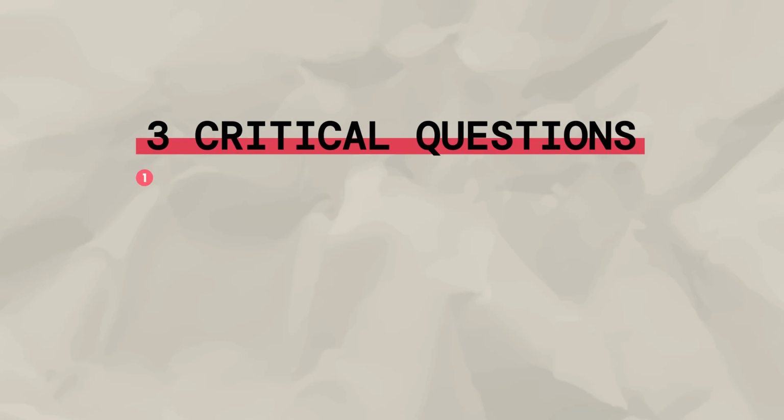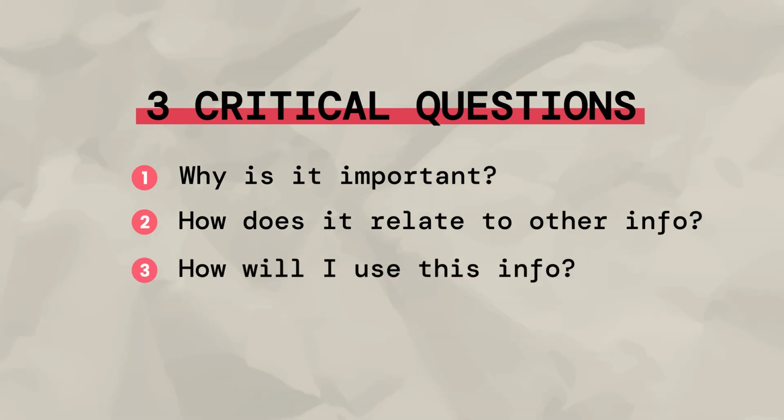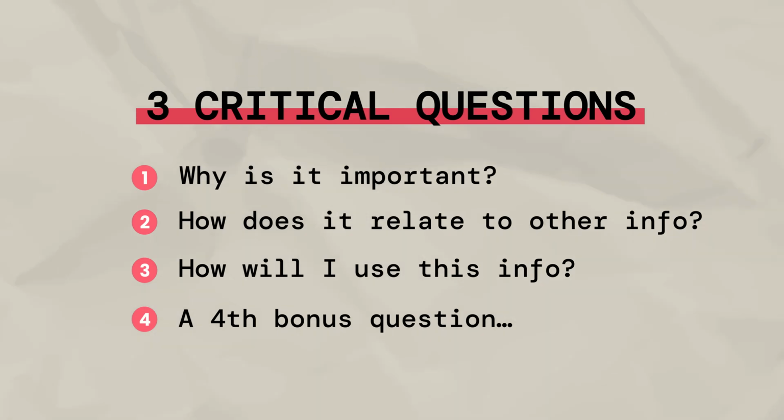So let's talk about a framework to promote higher order learning. And it all comes down to asking 3 critical questions. Why is it important? How does it relate to other info? And how will I use this info? In other words, how will I be tested on this? There's also a 4th bonus question, but we'll talk about that later.